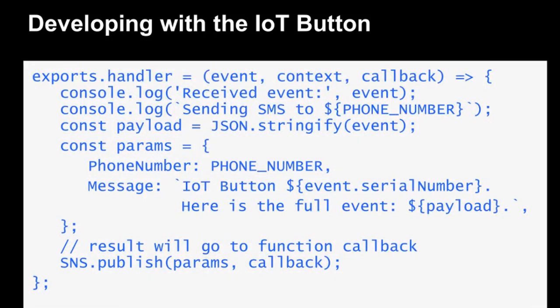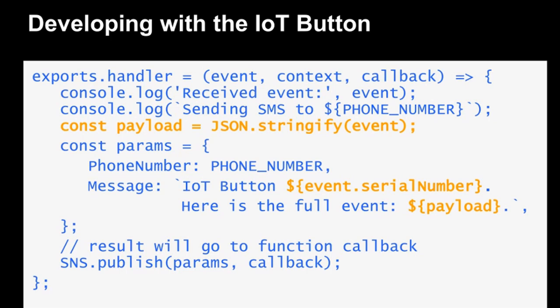Now let's jump into some of the code that was created in that default SMS Lambda function. A few things to point out. We have our payload. This is a JSON version that gets stringified in the very top line. And this event includes everything in that JSON payload on button click: the battery voltage, the serial number, and the click type. In the parameters that send that SMS message, we have 2 other attributes of note.